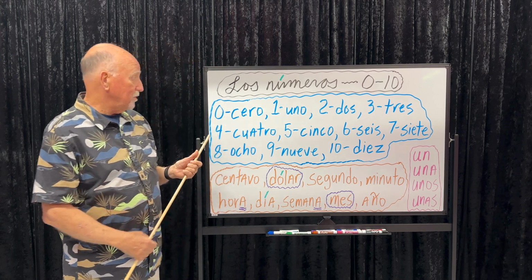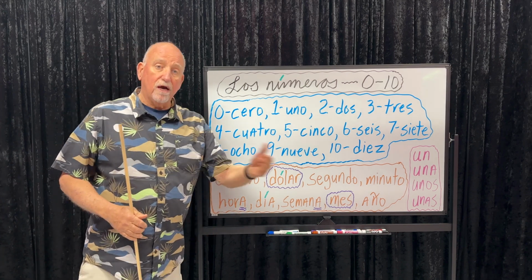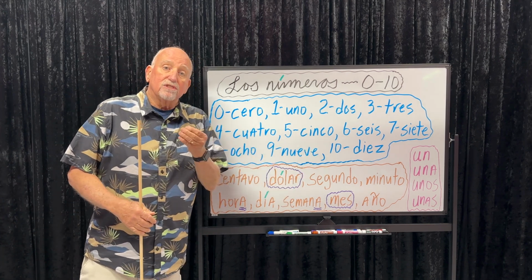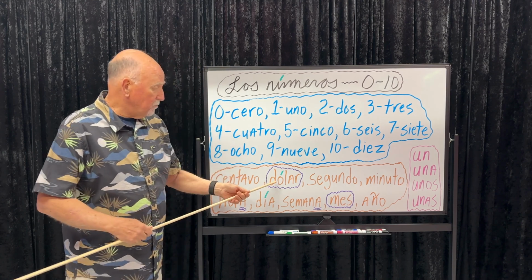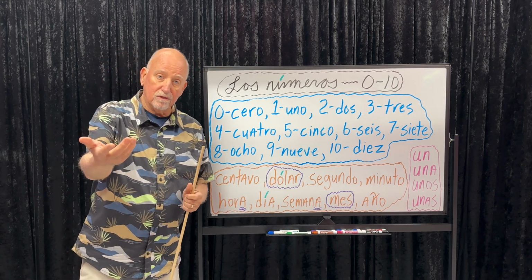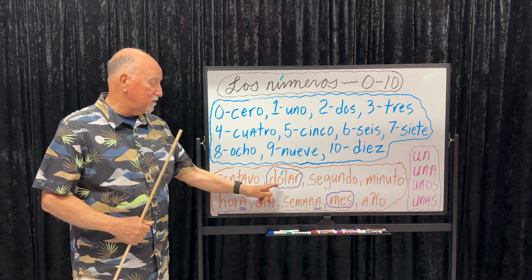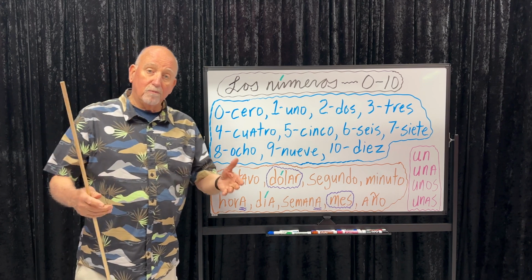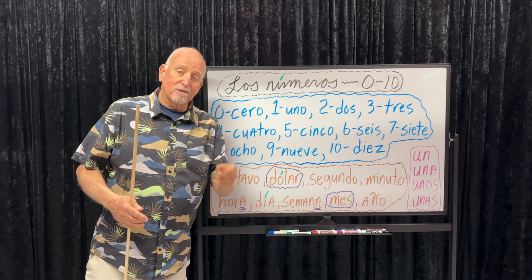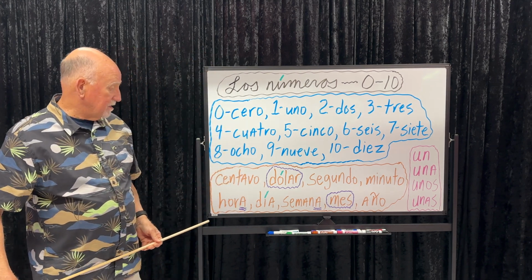Accent mark here on dólar, because it's not pronounced dolar, it's dólar. You're stressing the O. It breaks the rule of pronunciation. We're not getting into those yet, but just know that dólar has an accent on the O because we need to stress the O when we pronounce it. And when you go plural, dólares, there's an accent mark on the O as well. Where else do we have an accent mark?